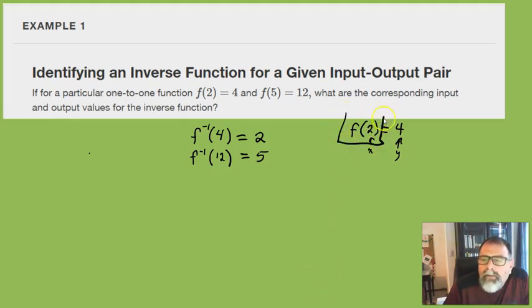F of x, this is a Y coordinate, right? So Y, which is equal to 4. So Y is equal to f of 2, which is equal to 4. Okay, so my X coordinate is 2, my Y coordinate is 4. So if I switch it for the inverse, it'd be 4, 2.